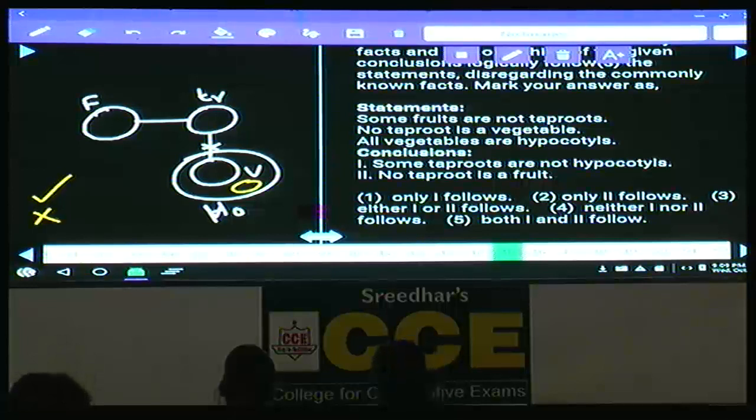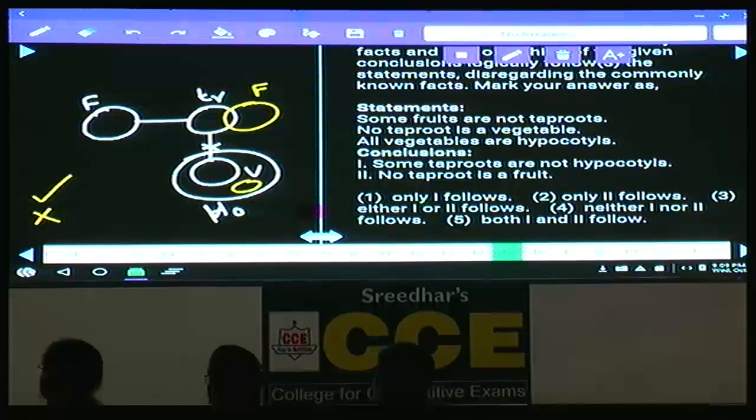And no taproot is a fruit. No taproot is a fruit is true. To make this one false, I need to write some taproots are fruits. Is it possible to draw like this? Correct. Some fruits are not taproots. Now also these are the fruits which are not taproots. Hence alternate diagram proven, hence that will be false. Done with this? Hence what is your answer here?